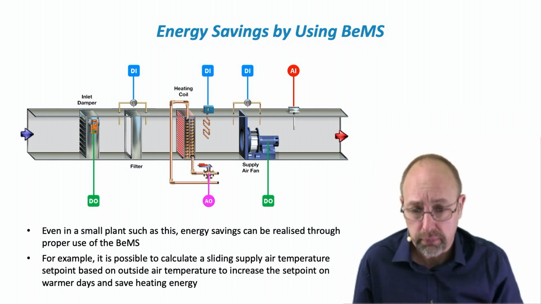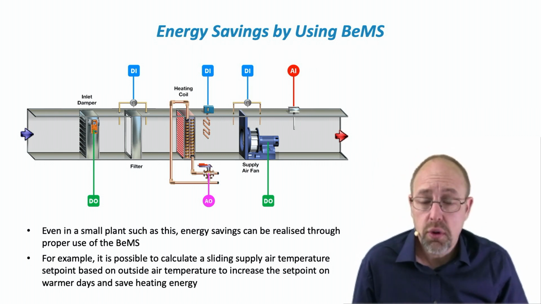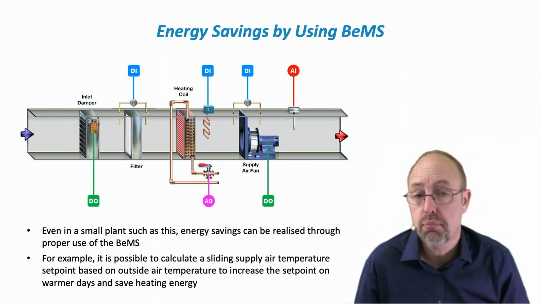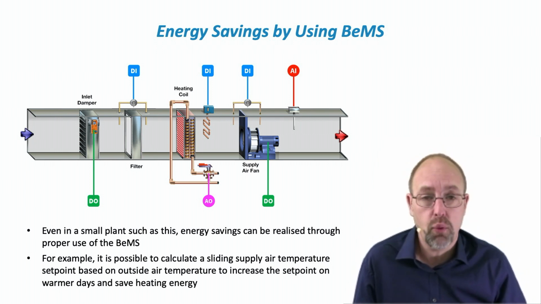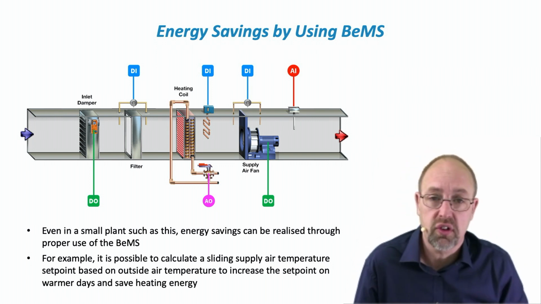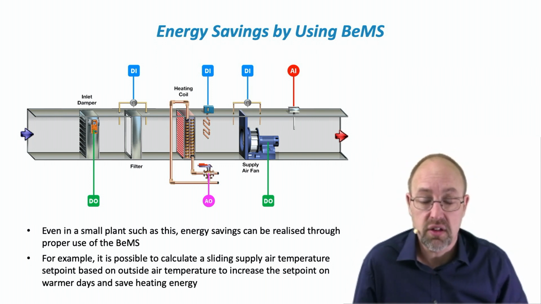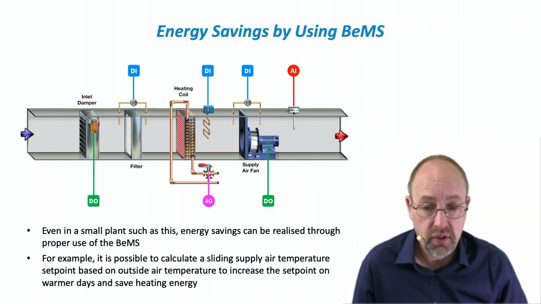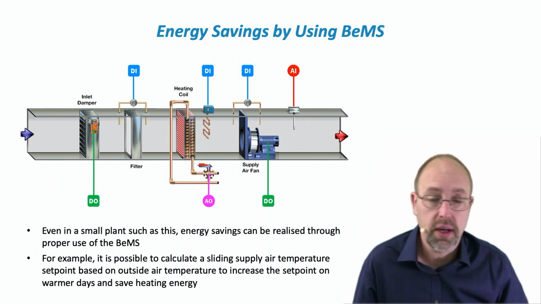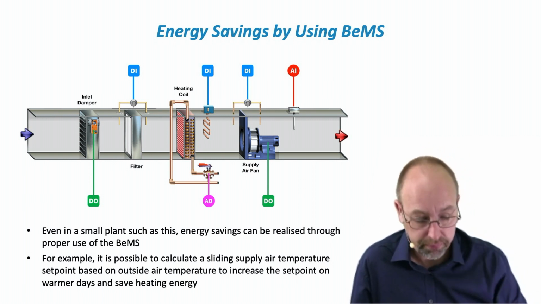the fan as well. If you were looking to optimize this, I would suggest probably the best energy efficiency you could get out of this would be scheduling the supply air temperature set point based on the outside air temperature, which if we've got networked controllers, although it's not shown on this diagram, would be very easy to do. So on the warmer days, we can save heat energy by not heating our air so much.